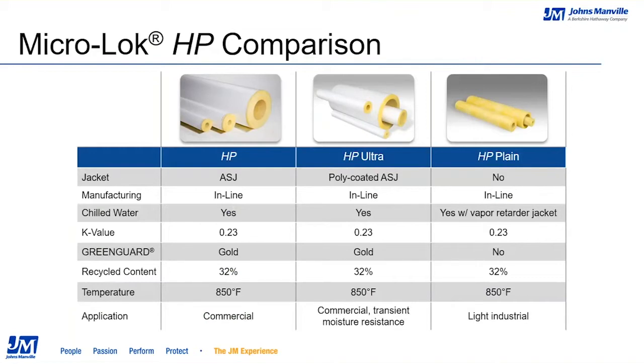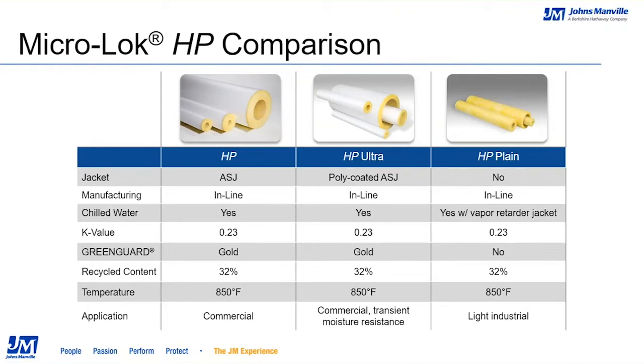All 3 offerings are manufactured on an inline process in our plant in Defiance, Ohio. It's also worth mentioning that JM is unique in that we manufacture our own ASJ jacket, ensuring we have total control over the production process. With proper installation procedures, all 3 offerings can be used on chilled water. Of course, the plain offering would require a vapor retarder jacket to be installed with it. At the same thickness, all 3 products offer the same thermal performance.